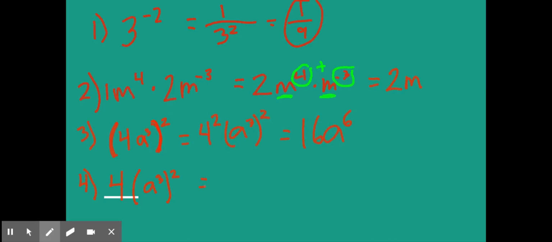Now I did 3 and 4 on purpose because this is a common mistake that students make. If the 4 is not in the parentheses, it does not get that exponent of 2. So we're going to keep 4. It's not going to turn into 16. And then the a has an exponent raised to an exponent, and that's when we multiply to get a to the 6th power.